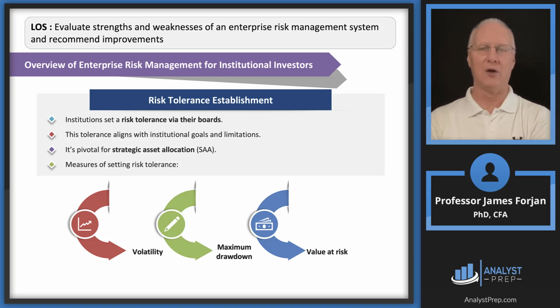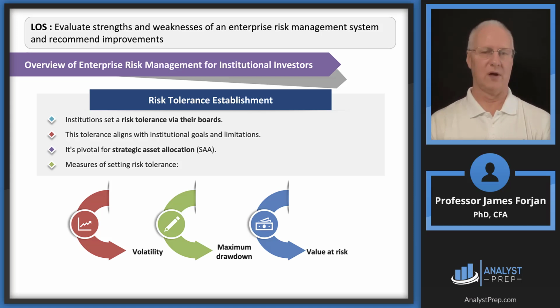So you have these individual silos, like I said earlier in this slide deck. We're managing these individual silos, but then somebody, like a chief risk officer, has to be in charge of how these different silos behave against each other. So the focus here is to evaluate strengths and weaknesses and then recommend improvements. So we're going to identify and then make some kind of recommendations, which is pretty much what we've been doing throughout the CFA program.